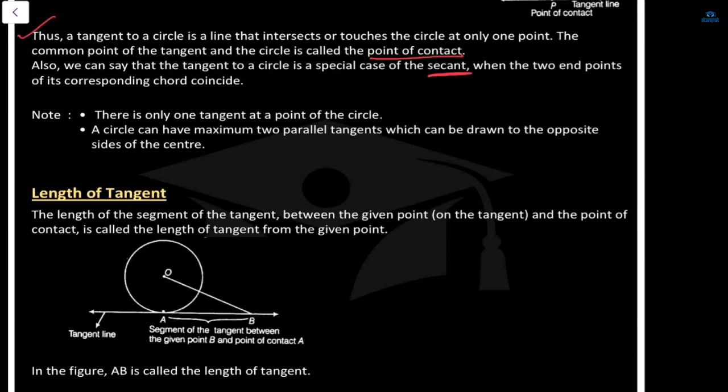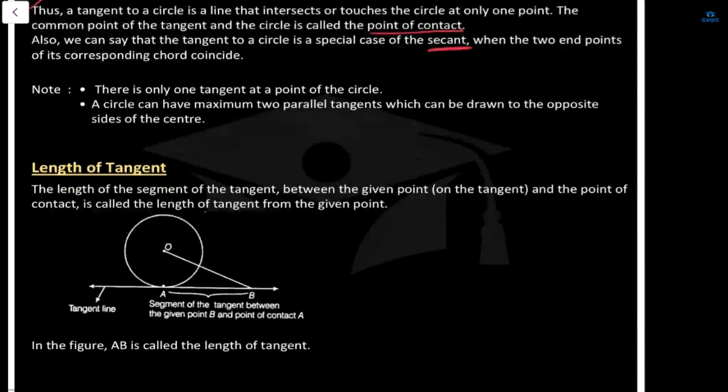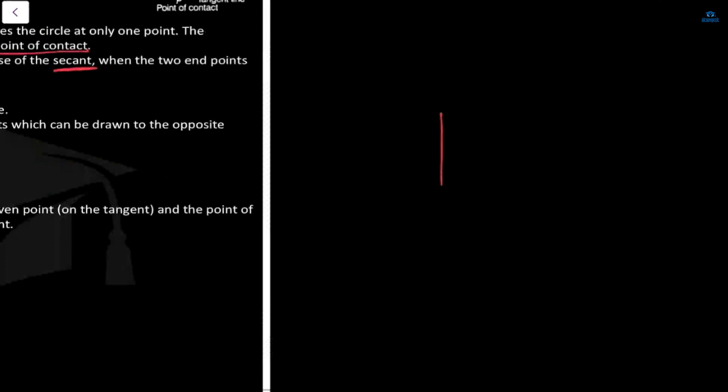A circle can have a maximum of two parallel tangents. Parallel tangents means they should not meet at all, so they will be on opposite sides of the circle; only then will they be parallel tangents. Because if you draw one anywhere else, they will meet somewhere. They should not meet at any point.